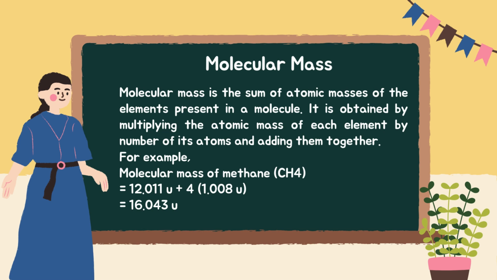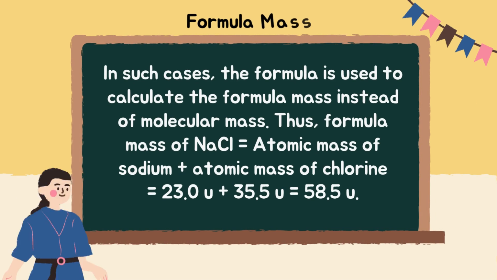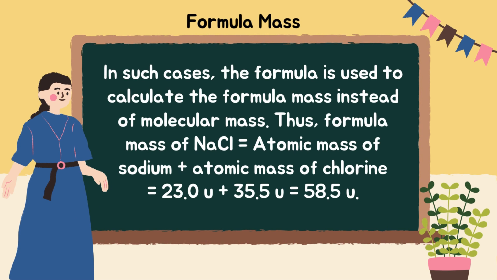For example, molecular mass of methane, CH4, equals 12.011 u plus 4 times 1.008 u equals 16.043 u. Formula mass. Ionic compounds such as sodium chloride, potassium nitrate, sodium carbonate, etc. do not consist of molecules, i.e., single entities, but exist as ions closely packed together in a three-dimensional space as shown in figure. In such cases, the formula is used to calculate the formula mass instead of molecular mass.